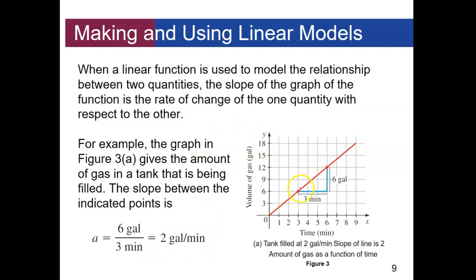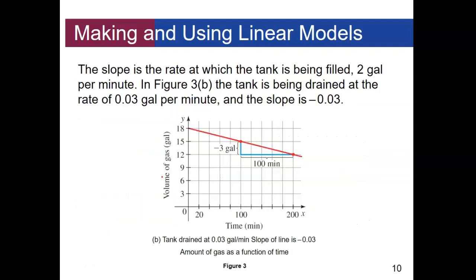Anytime you have a graph, you can always count rise over run to get your slope. So my rise here would be 6 units and my run would be 3 units. So I'd get a slope of 6 over 3.